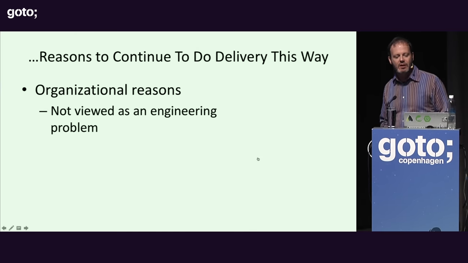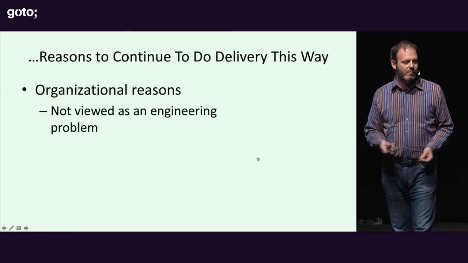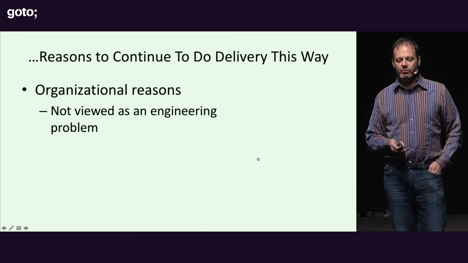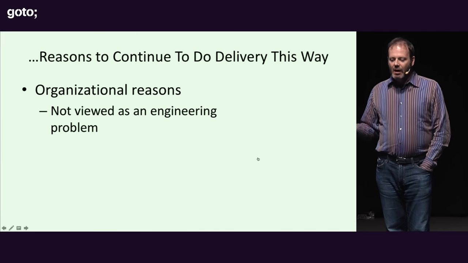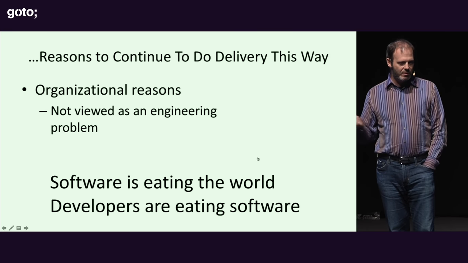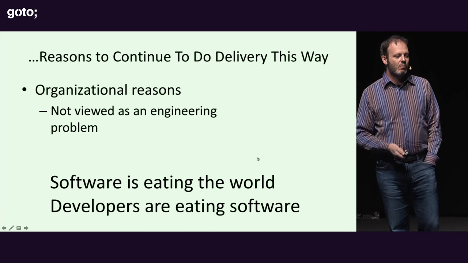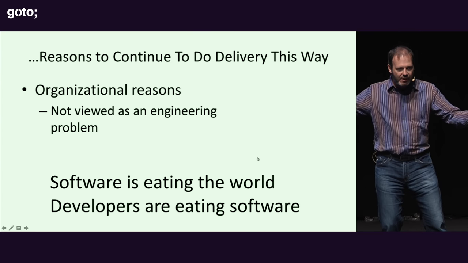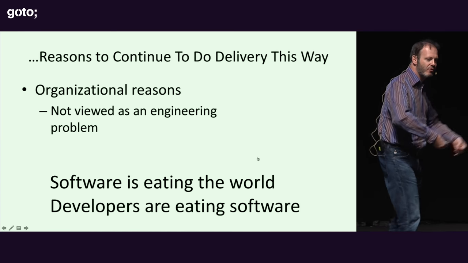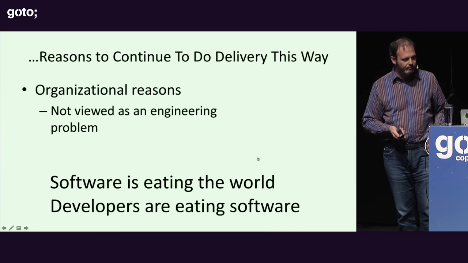Another reason, of course, is organizational. So we view this as a non-engineering problem. Therefore, we don't bring our engineering discipline to it. And I think this is a very real issue in many organizations. I would argue that this is not the way of the future. Software is eating the world, but developers and the way developers work are eating software. We are moving away from that stark divide between developers and operations. Everyone knows that. I think we just need to continue to internalize that realization and take it farther.